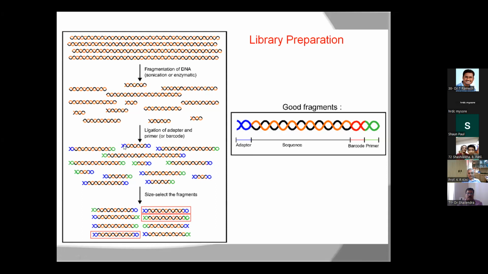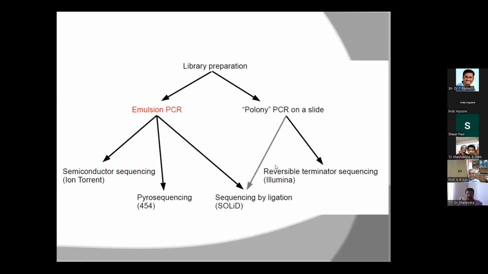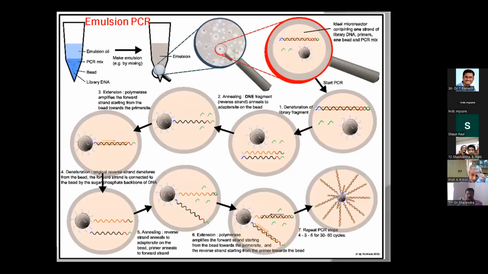They are all very random. On one side you have an adapter, on the other side you have a primer. This gets attached to the DNA, and this is how you select the pieces which contain both of these, and then go to the next step. So next you go to the emulsion PCR. Library preparation is common for both. So in emulsion PCR, what happens?